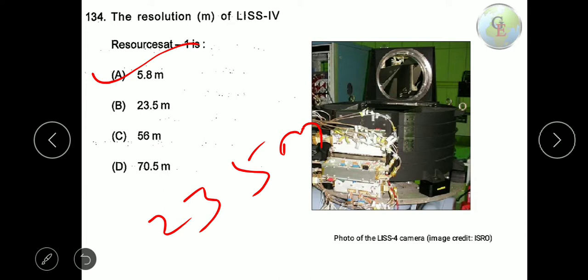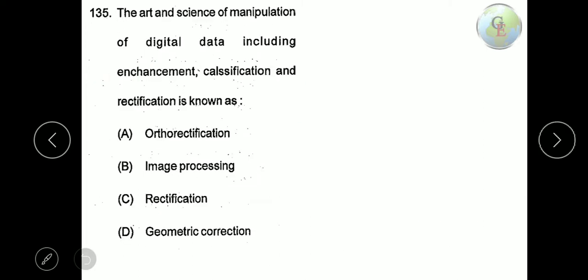So here will be answer A. 5.8 meter is the resolution of LISS 4. Next question: the art and science of manipulation of digital data, including enhancement, classification, and rectification, is known as: option A orthorectification, option B image processing, option C rectification, and option D geometric correction. The answer will be image processing.